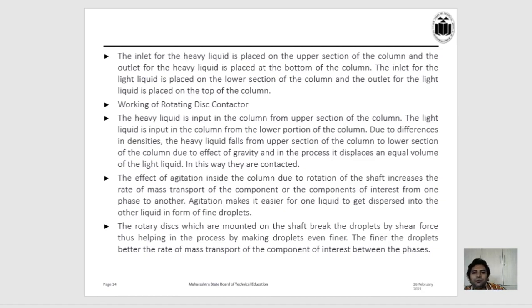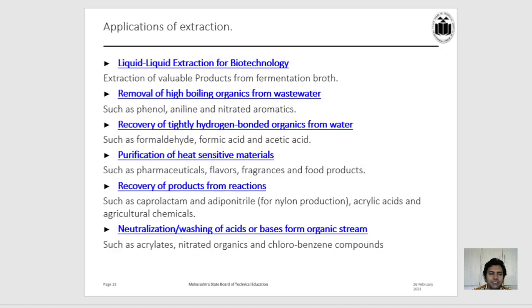The effect of agitation inside the column due to rotation of the shaft increases the rate of mass transport of the component or components of interest from one phase to another. Agitation makes it easier for one liquid to get dispersed into the other liquid in the form of fine droplets. The rotary discs mounted on the shaft break the droplets by shear force, thus helping the process by making droplets even finer. The finer the droplet, the better the rate of mass transport of the components of interest between the phases.